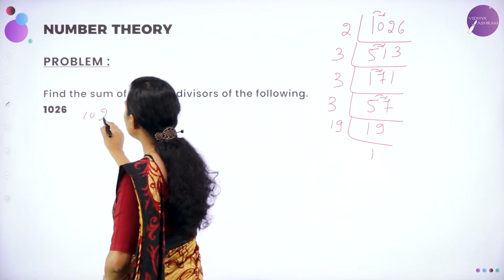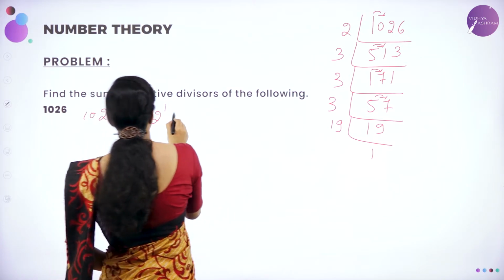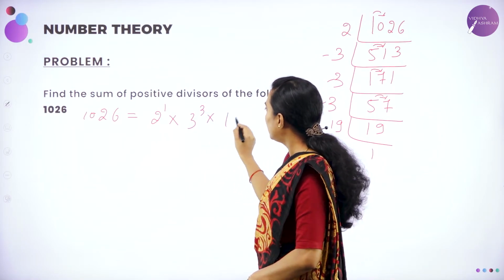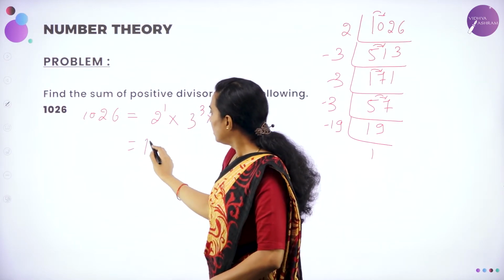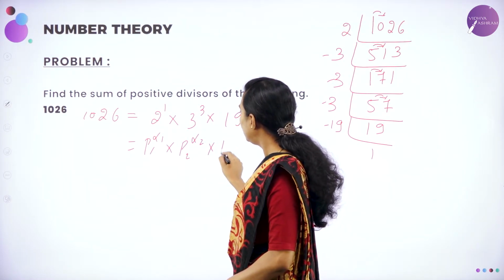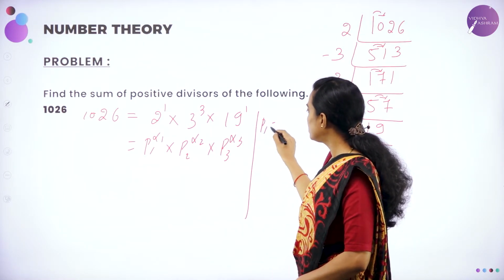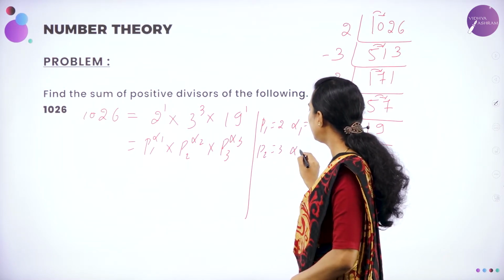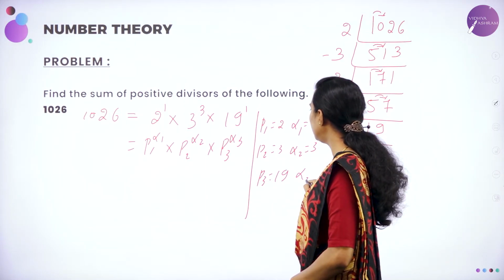So 1026 can be written as 2 to the power of 1 times 3 to the power of 3 times 19 to the power of 1, correct? So therefore you have it in the form of p1 to the power of alpha 1 into p2 to the power of alpha 2 into p3 to the power of alpha 3. Let me write the values here: p1 which is 2, alpha 1 is 1, p2 which is 3, alpha 2 which is 3, p3 which is 19 and alpha 3 which is 1.